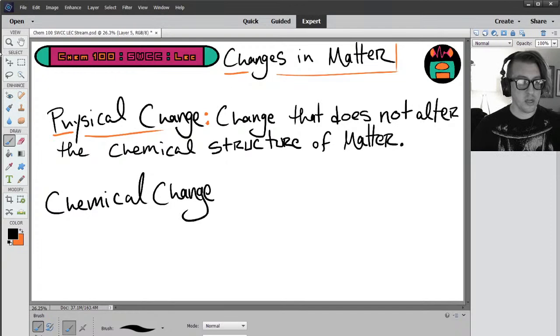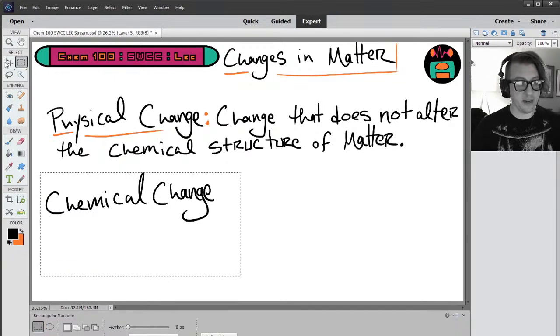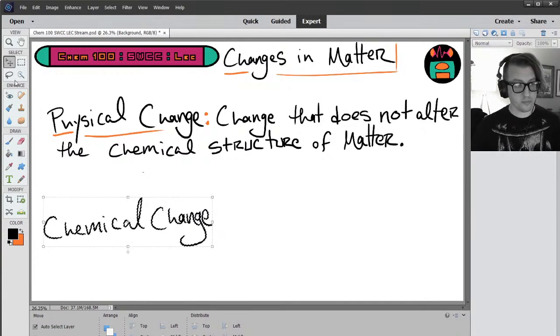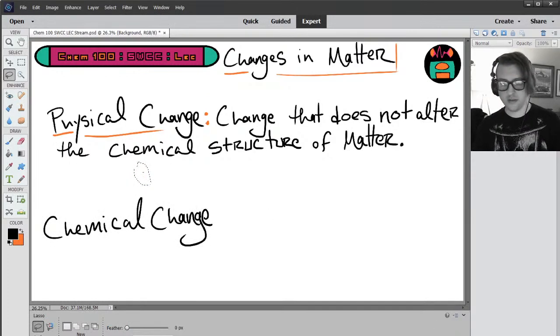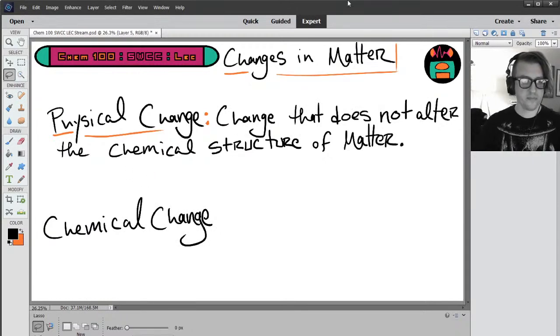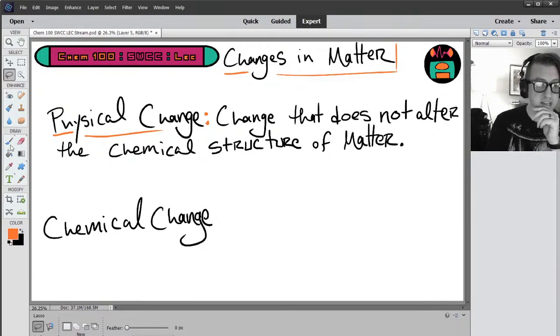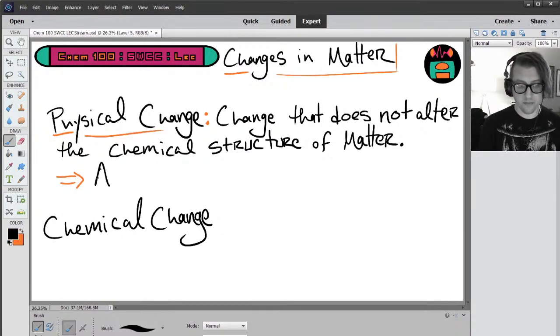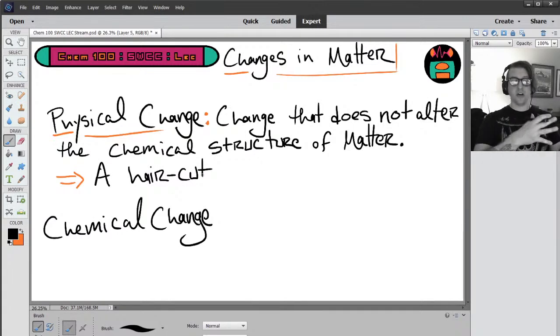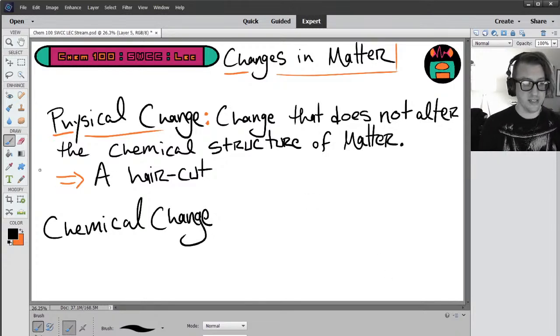So a great example of physical change would be cutting my hair, for example. Cutting my hair is a great example of physical change because before and after the haircut, my hair on a fundamental molecular level is still hair, right? So a haircut is a physical change. It's hair before, it's hair after. The only thing that's changed is the hair is no longer physically attached to my head, right? But I haven't fundamentally altered the structure of the molecules. They're hair before and after.